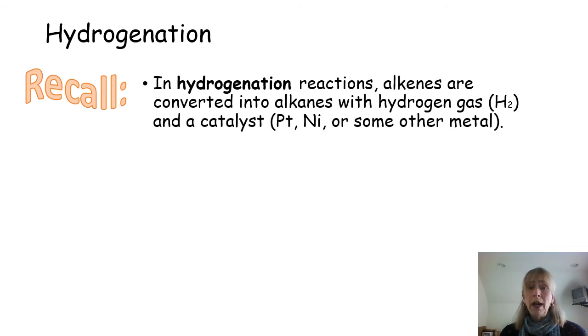So recall hydrogenation. In hydrogenation reactions, we studied those back with the alkenes. What do hydrogenation reactions do? Well, alkenes get converted to alkanes. How? Reaction with hydrogen gas, H2, and we needed a catalyst to help it along, otherwise it wouldn't go because temperatures would be too high. So a metal catalyst: platinum, nickel, palladium, some other metal.